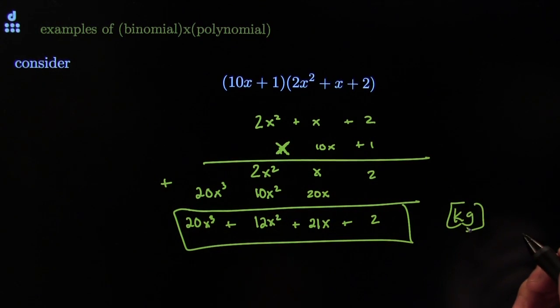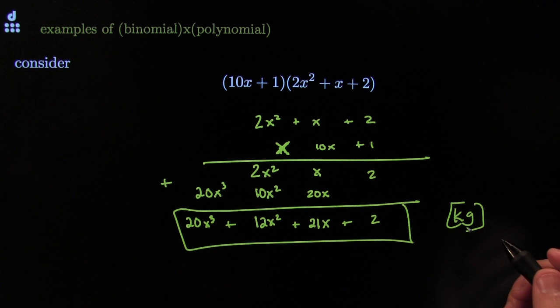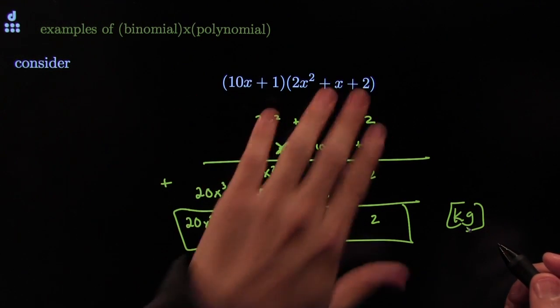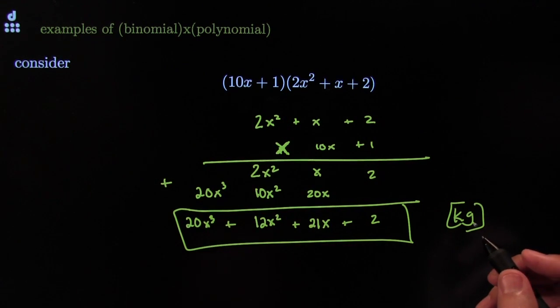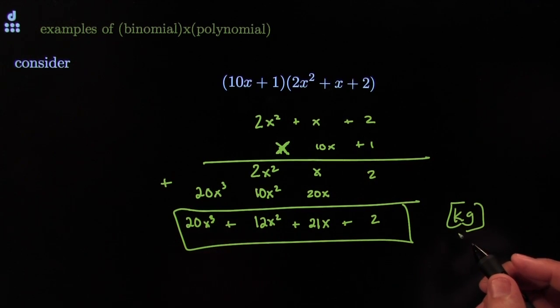Beautiful. That's one way to multiply a binomial times a trinomial. This kindergarten method works for everything.